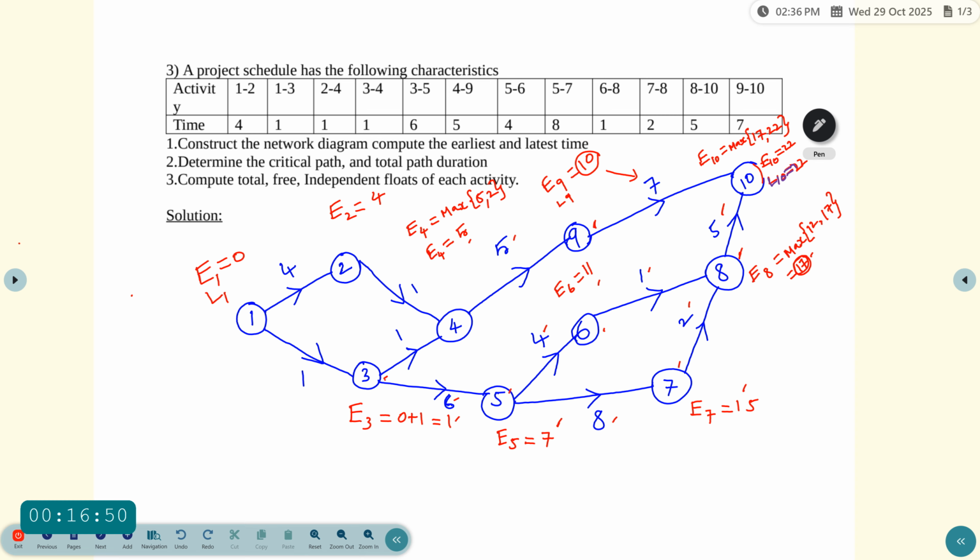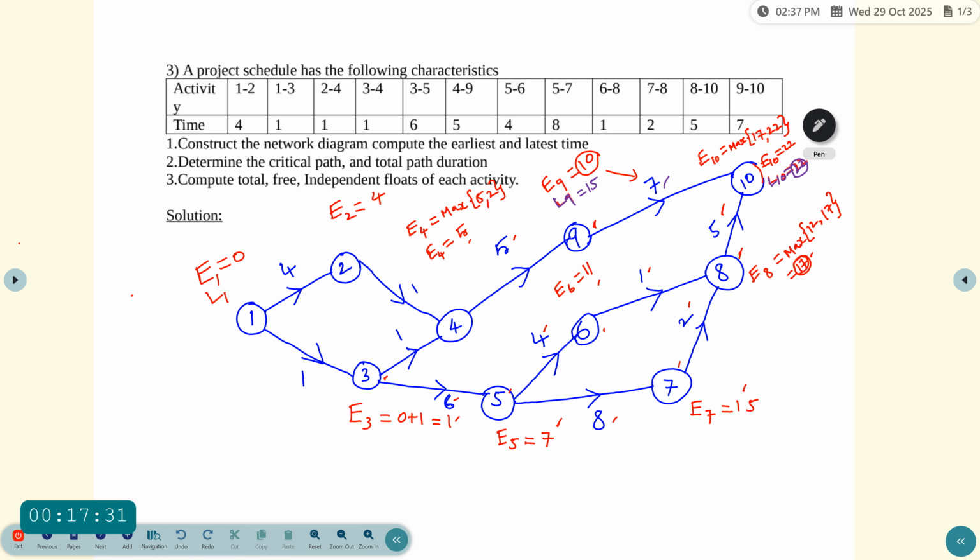L10 equal to 22. So next L9. L9 equal to L10, and L10 value equal to 22, subtract with the duration which is 7. So 22 minus 7 which is equal to 15. So you can use the formula, subtract with the duration. So L10 equal 22, 22 minus 7 which is equal to 15.